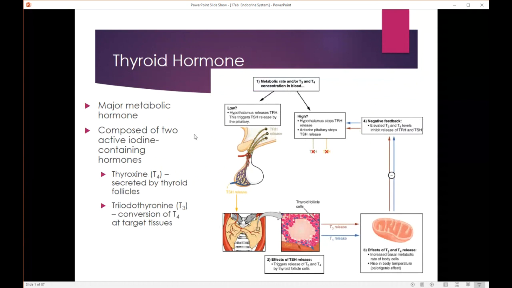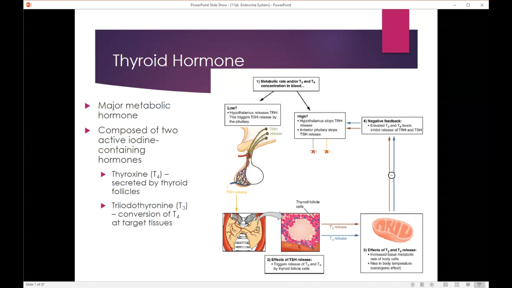So the thyroid hormone is our major metabolic hormone. So that means, like, how are we processing the foods that we eat? If we're breaking them down, building them back up, right? Because metabolism is the sum of our anabolic and our catabolic reactions. So our building up and our breaking down, okay? And that also has to do with body temperature.